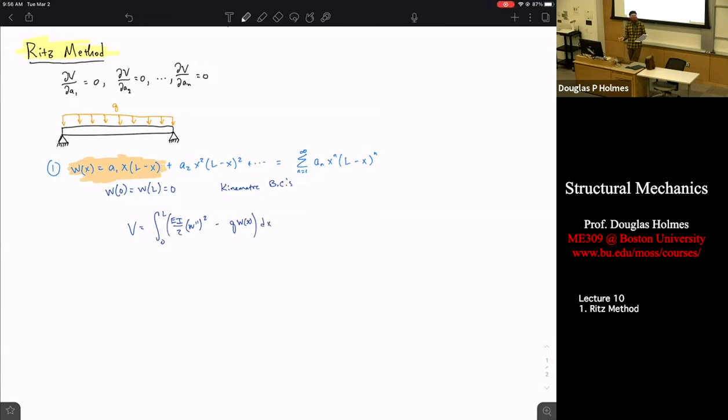The nice thing about these polynomial functions is that if you're keeping just one term, the derivative is not that painful. So you should have gotten something like the integral from 0 to L of EI over 2 times (-2 a1) squared. This should come from the second derivative of your deflection. And then you don't have to do anything for your work. It's just going to be a1 Q x times (L minus x).